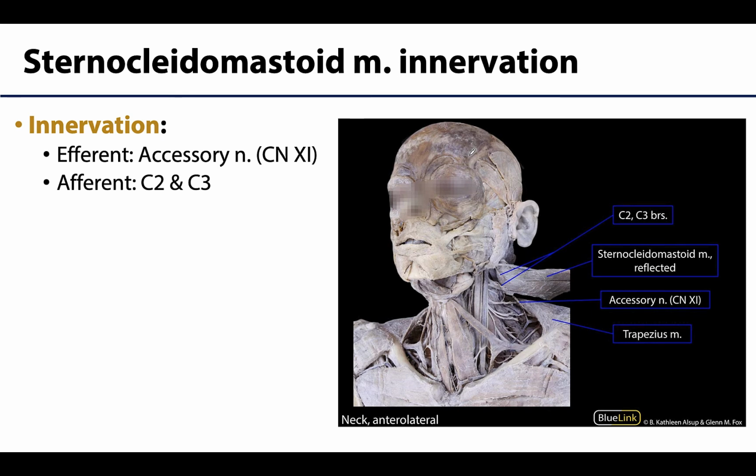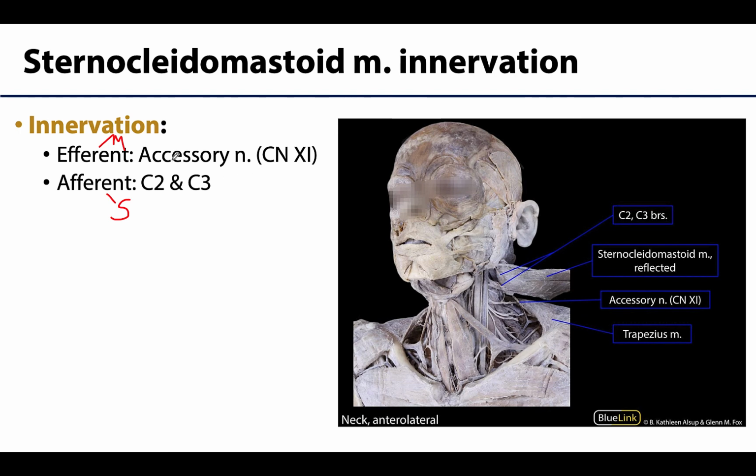Sternocleidomastoid is unique, along with one of the other muscles that we'll talk about in this video, in that it receives its efferent or motor fibers from a different nerve than the one that has afferent fibers or sensory fibers. Usually you'll have one nerve that provides both the afferent and the efferent, but that is not the case here. So efferent is the motor. That's typically what we think about when we're thinking about innervation of muscles, and afferent is the sensory.